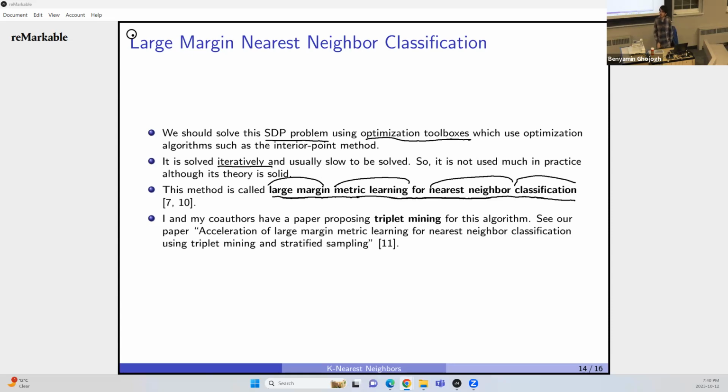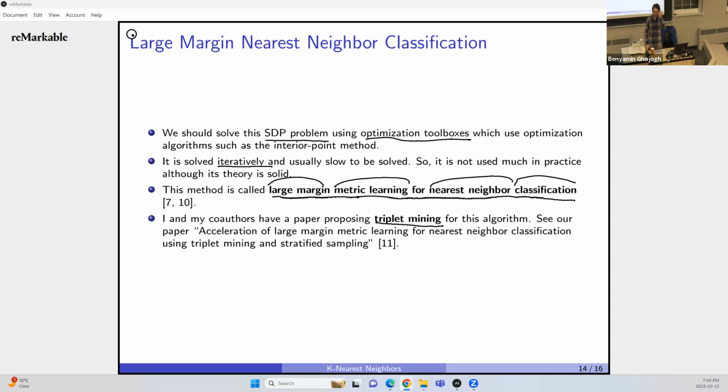It's large margin. Why? Because of the idea of increasing the interclass variances. I'm increasing the margin between the classes, hence this name. By the way, I and my co-authors have a paper proposing triplet mining for this algorithm. What is triplet mining?